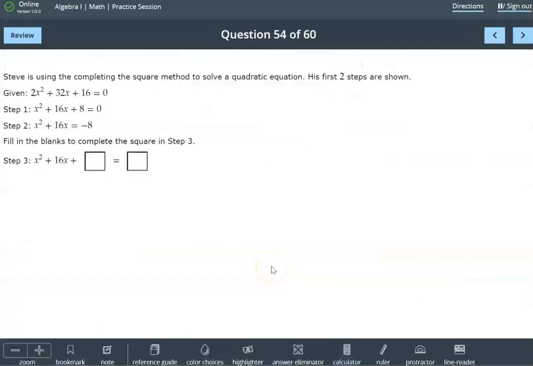So the next item that we're doing is question number 54. This is a completing the square item, and we are asked to complete the square for step number 3. So here's the deal. In order for me to complete the square, I would need to know the process, but not completely. So let me show you some things.